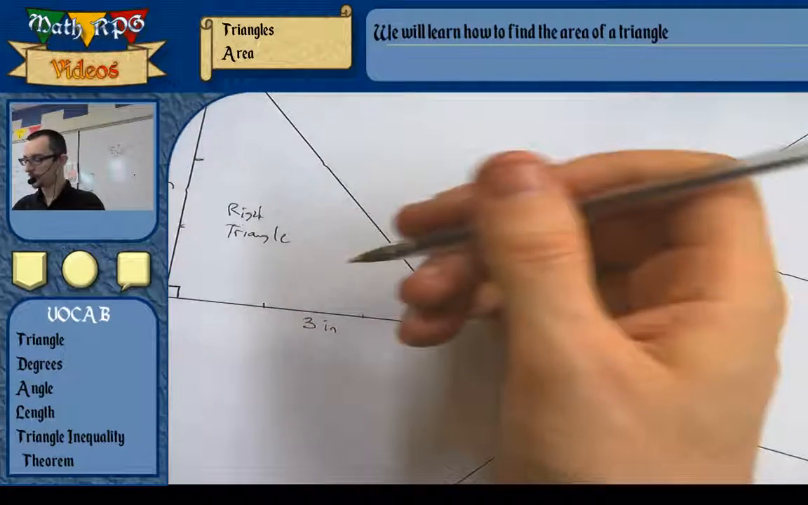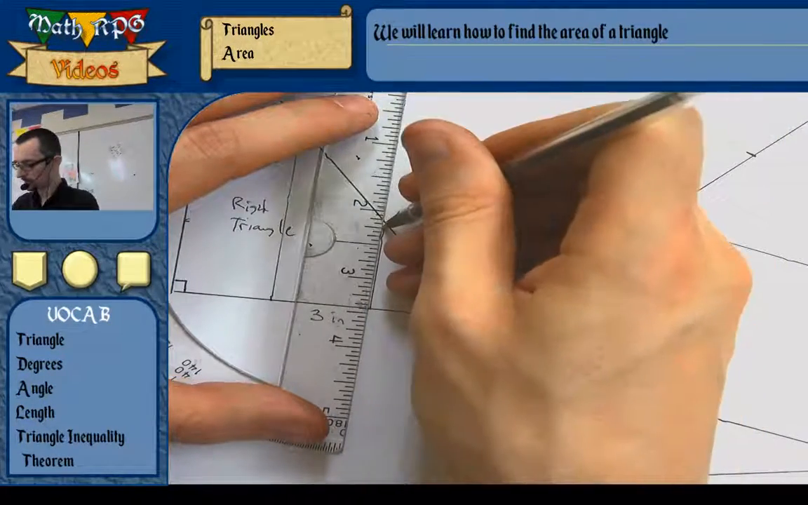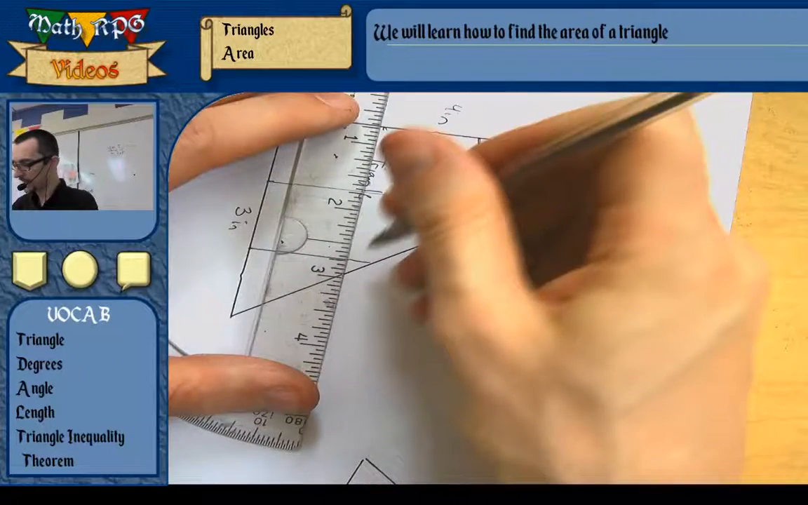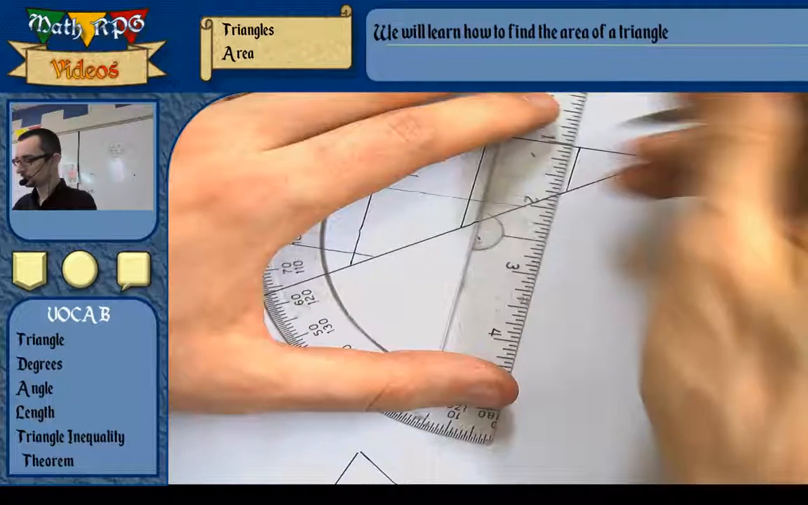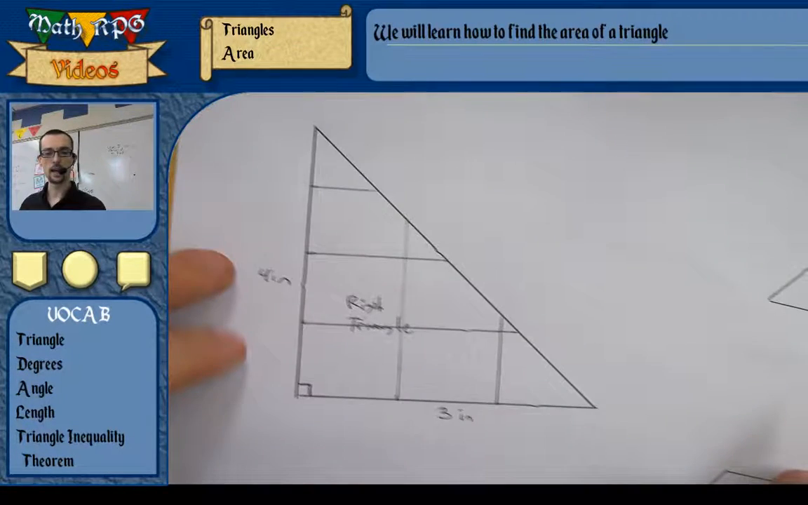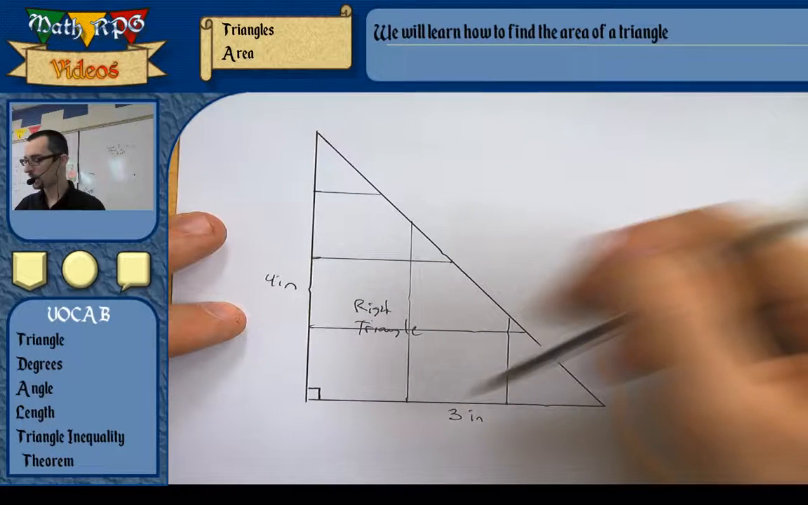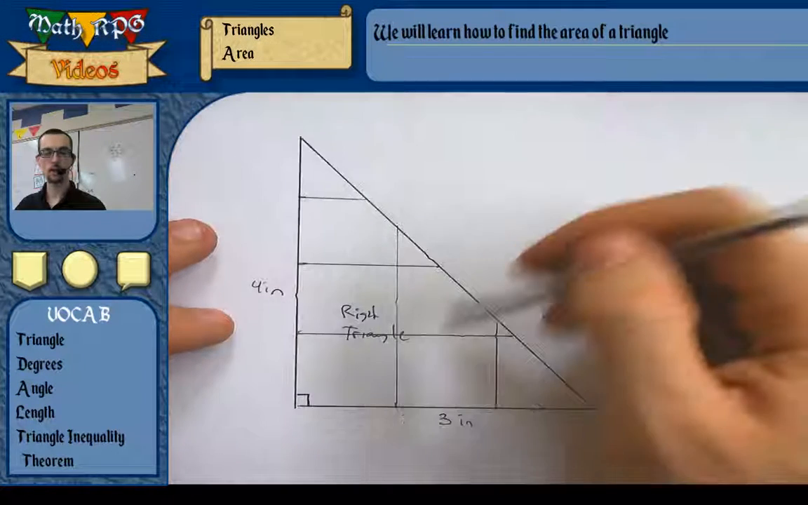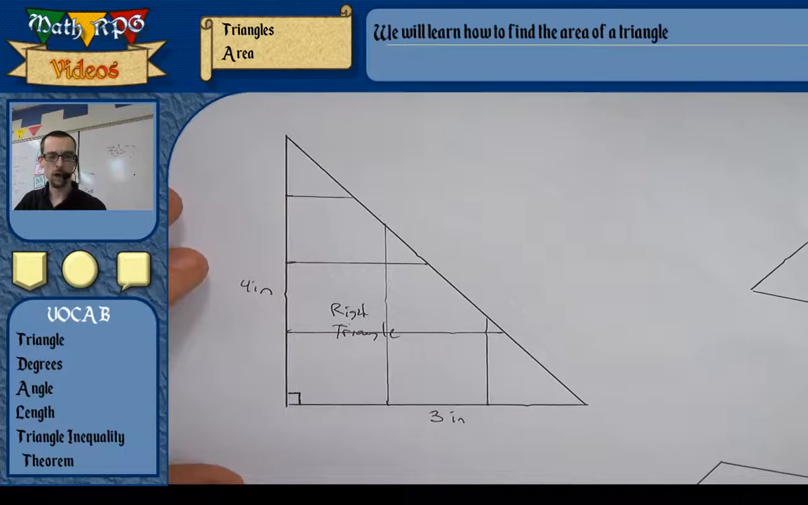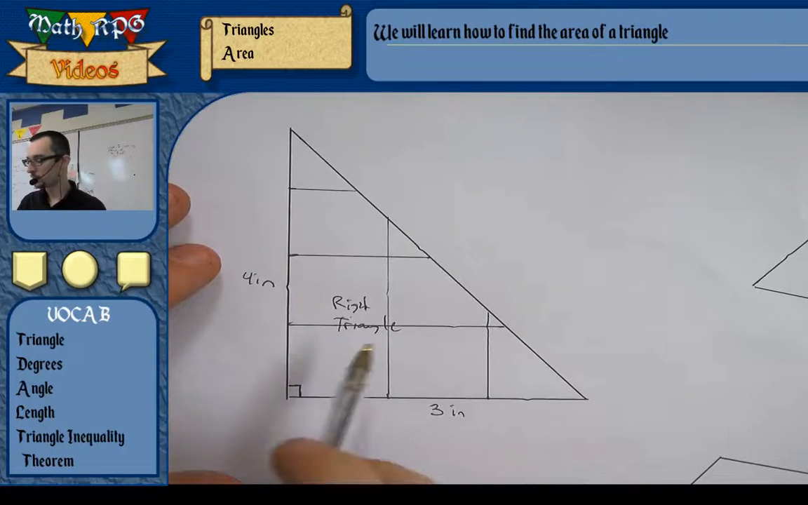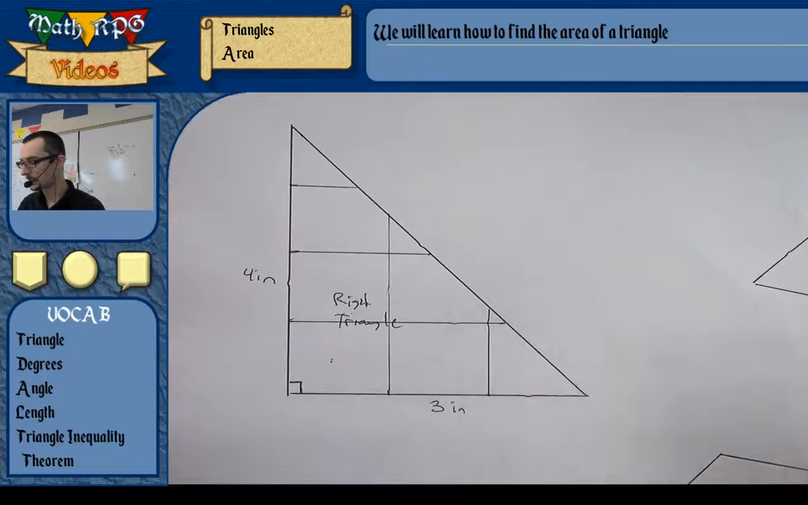If I drew this straight up on my triangle, you'll notice that this actually makes squares inside my triangle. So my question now is, how many squares are there inside my triangle? How many squares does my triangle take up? It's kind of hard to count them. There's only 3 that are whole. These ones out here aren't complete squares, so it's hard to count them when they're not complete.